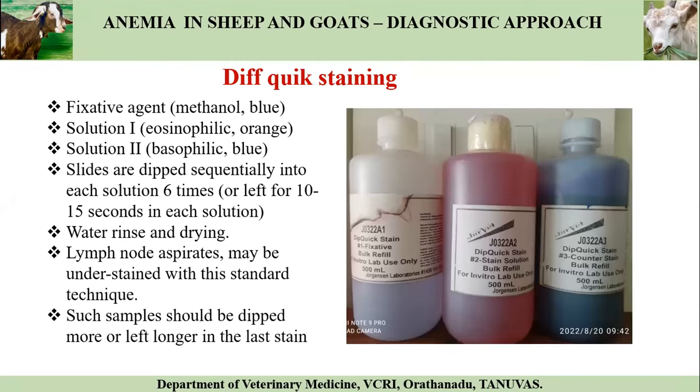If we can afford it, we can buy the Diff-Quik stain. It will cost around 40,000, but you can get the results within 1 minute. The stain is prepared very easily. It contains three solutions. The first one is the fixative, methanol. Then solution one is the eosinophilic stain, and solution two is the basophilic stain.